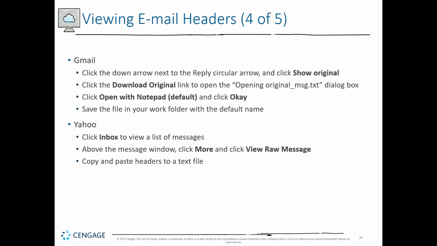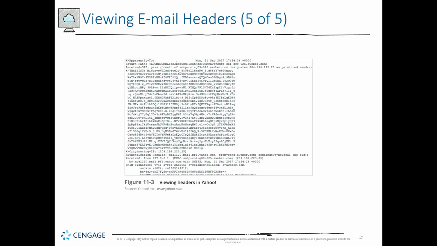If we are talking Gmail, if we're talking Yahoo, the same thing. In Gmail, you would go down to the circular arrow, show the original. You could download the original, and you can also then view the header. Yahoo, the same thing. And these are general steps because as these tools are developed, they also get updated.